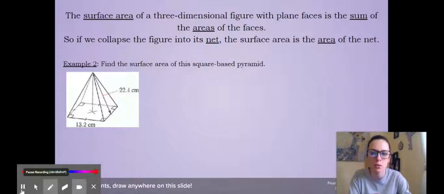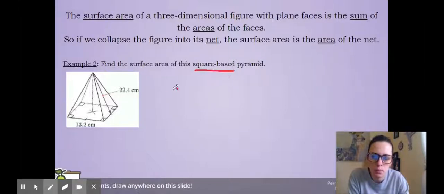So for example 2, we're finding the surface area of this square-based pyramid. Square-based meaning, if you look closely in this diagram, you can see that all 4 of these sides on the base have those little notch marks that mean they're all 13.2 centimeters. So I'm going to figure out the area of the base first.